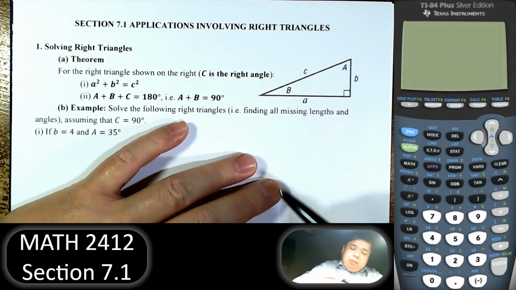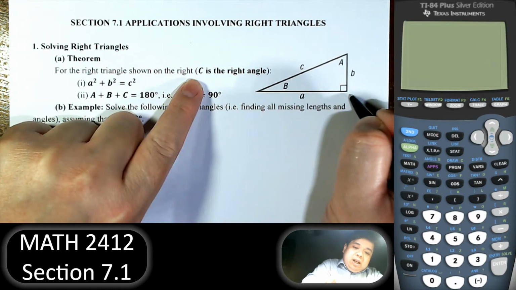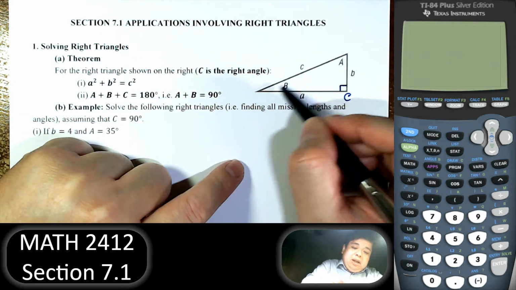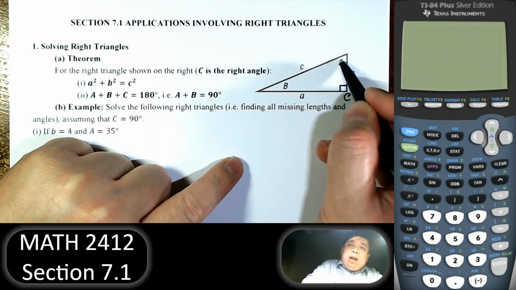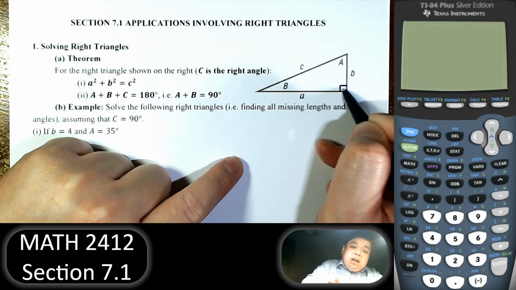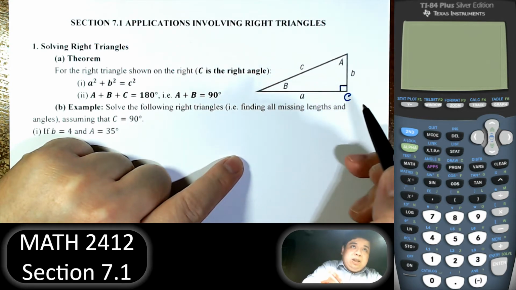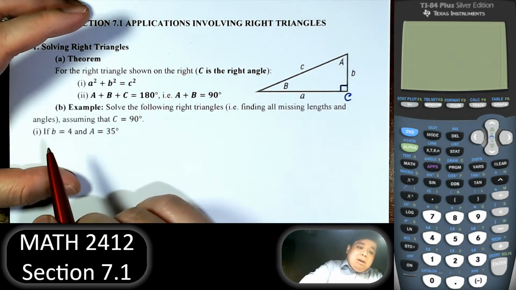So as a convention, we will say that C will be the right angle, and A and B are acute angles. Side a is opposite to angle A, side b is opposite to angle B, and side c is opposite to angle C.